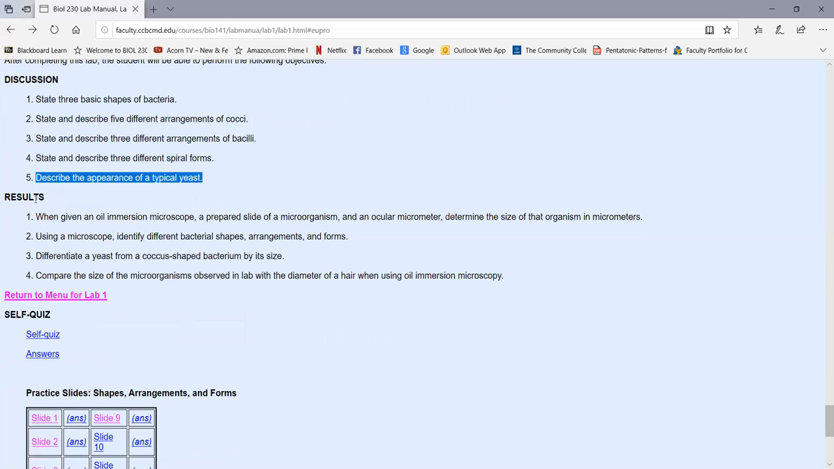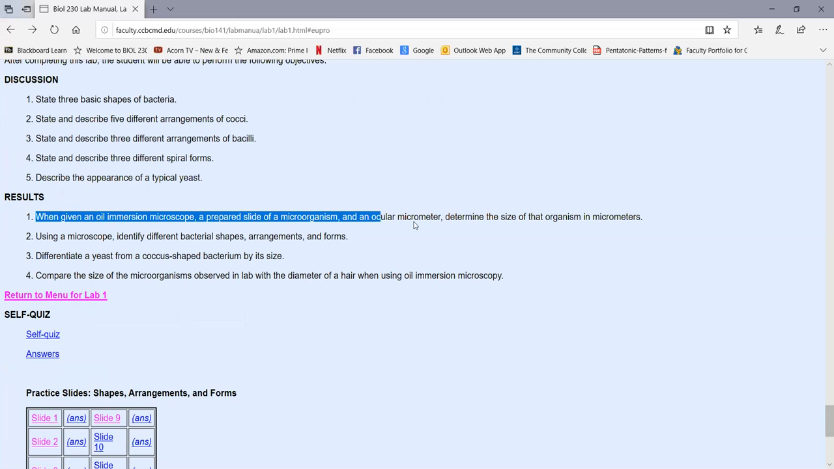And then practical questions under results: when given an oil immersion microscope, a prepared slide, and an ocular micrometer, determine the size of that organism in micrometers. So make sure you know the unit we're using to measure, micrometer, 1/1 millionth of a meter. So again, these results objectives are pretty specific. It tells you what I'm going to give you or show you and what you have to tell me.